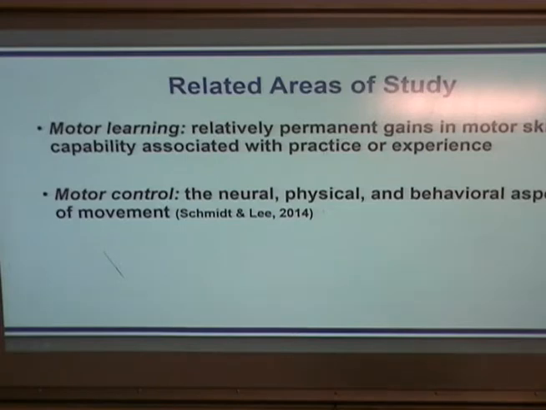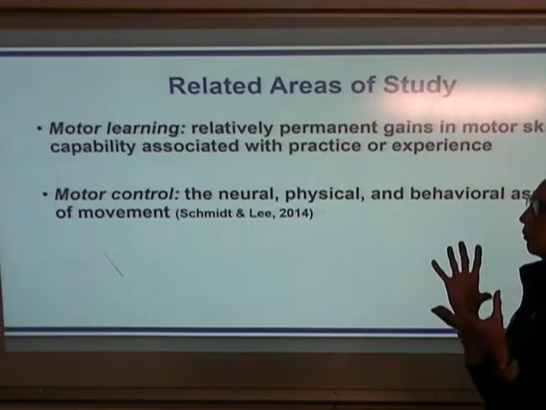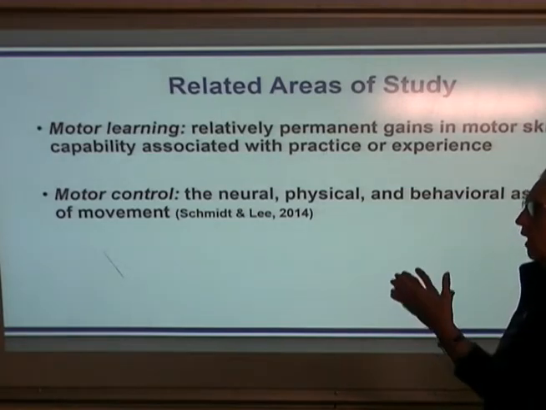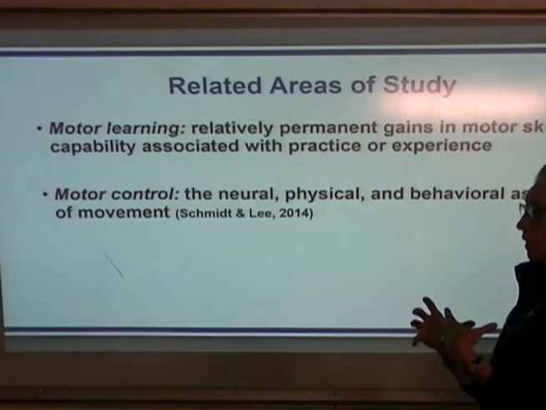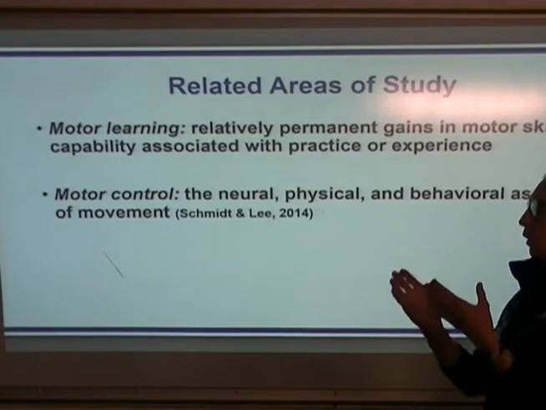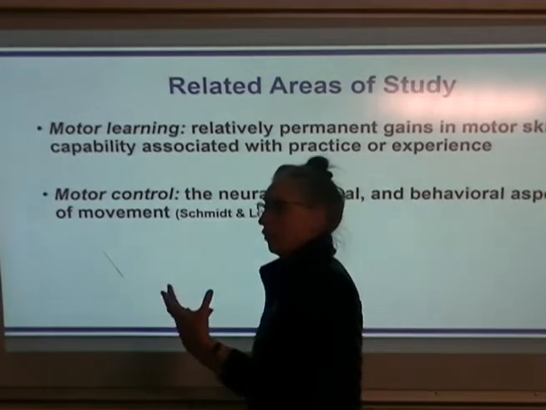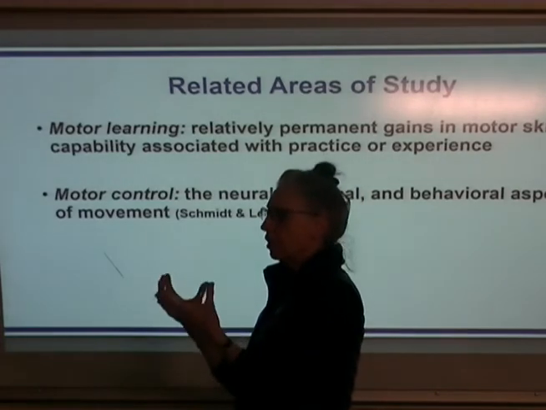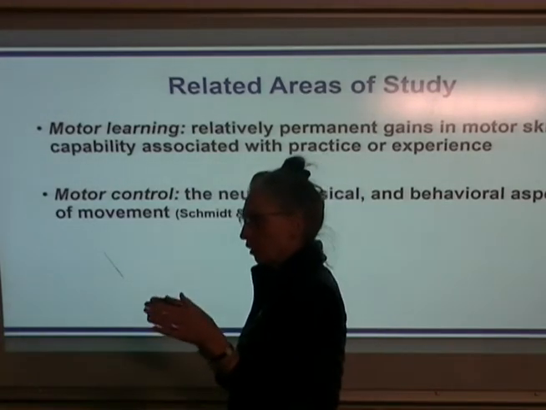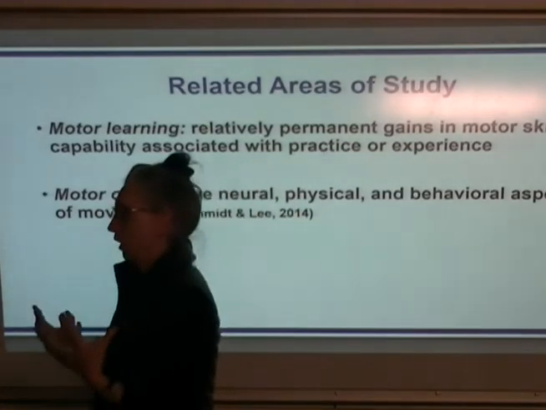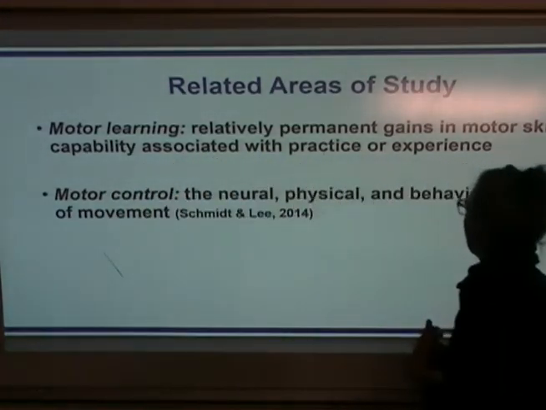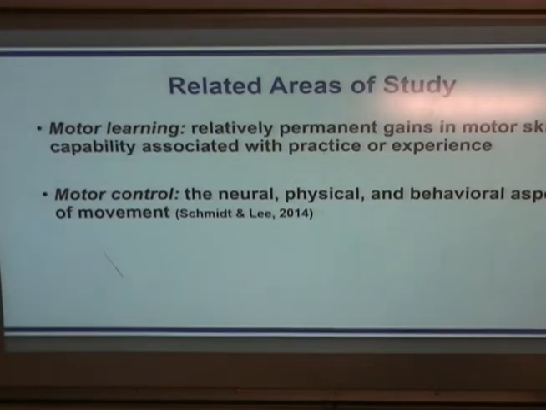So I mentioned motor learning. Motor learning looks at how the brain learns a motor skill. How do I organize practice so that the brain can learn a particular type of skill? You may not know that different types of skills need different setups in a practice environment for the most optimum learning of that skill. So when we're looking at motor learning, we're looking at what should be permanent gains in the skill performance that's associated with practice. Right?